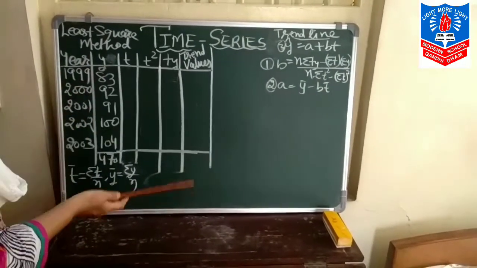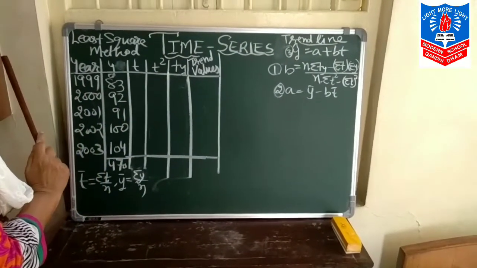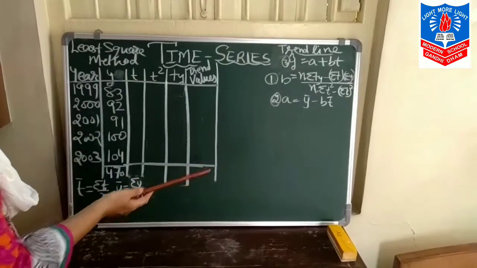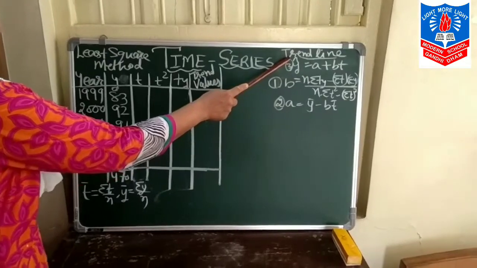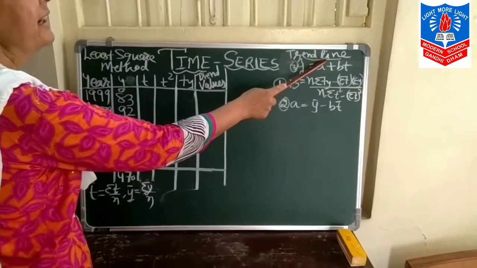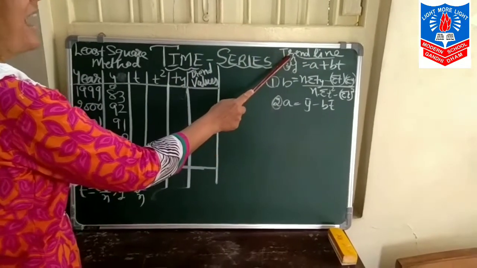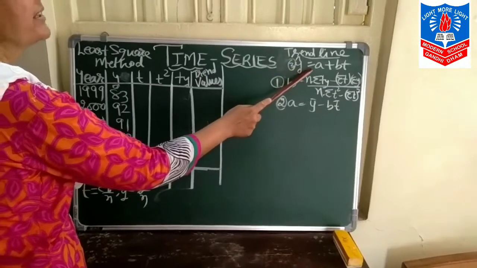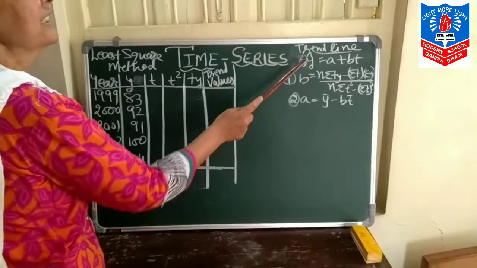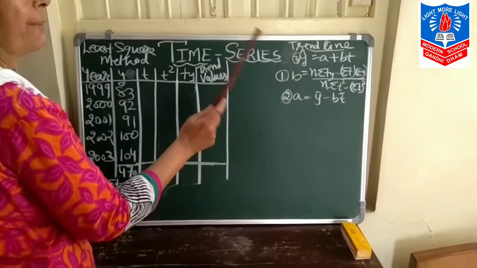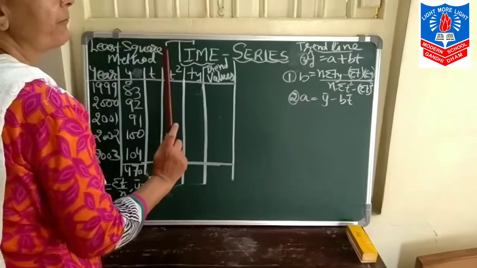Now like regression chapter, this time series is also connected to that only. In regression chapter we used to find the regression line, and here we are supposed to find the trend line. Instead of regression line, here it is trend line. Now what is that? Estimated value of y is equal to a plus bt. If you remember, the regression line y on x was estimated value of y is equal to a plus bx. Instead of x, here it is t. This is the only difference.